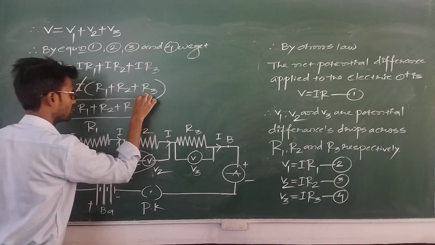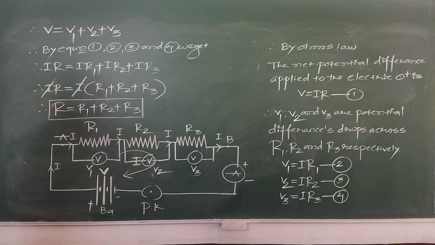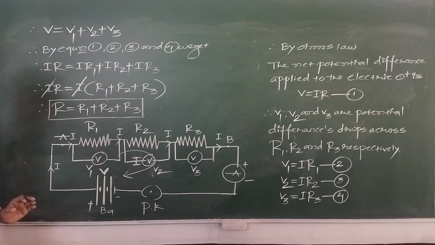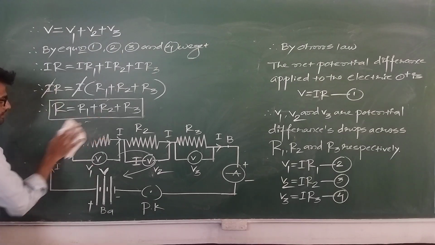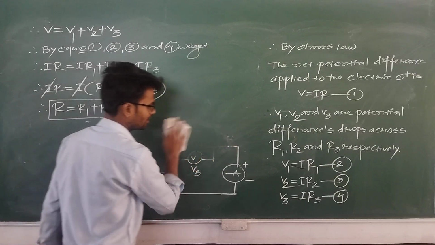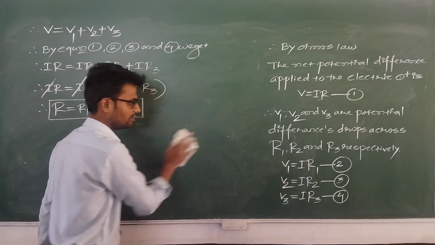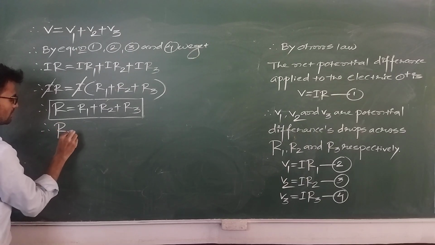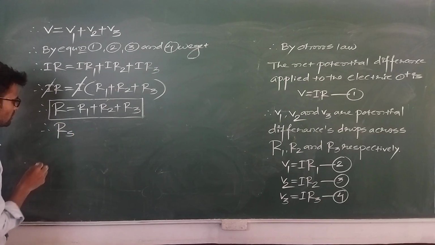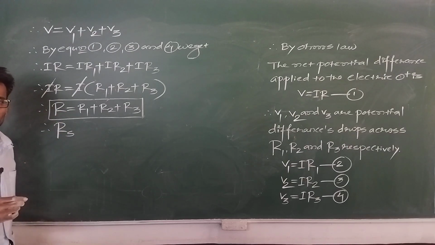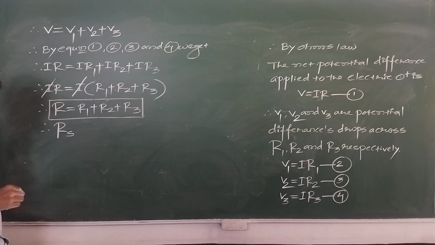When resistors are connected in series, the equivalent resistance is given by the sum of all the resistors which are connected in series combination. So I will write RS in the place of R, where RS is the equivalent resistance of all the resistors which are connected in series.